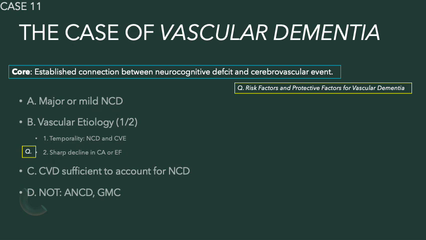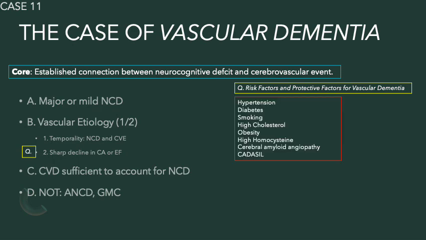In responding to the question about risk factors and protective factors for vascular dementia, risk factors include hypertension, diabetes, smoking, high cholesterol, obesity, high homocysteine, cerebral amyloid angiopathy, and CADASIL. Protective factors are related to neuroplasticity and include education, exercise, and sustained mental activity.